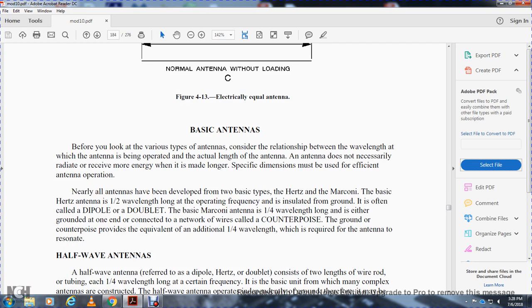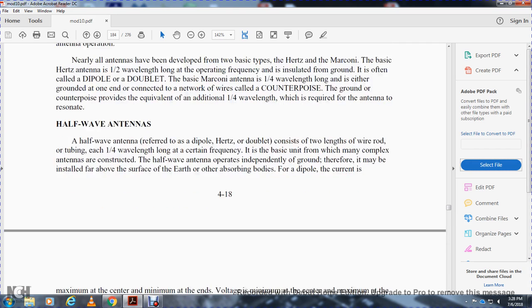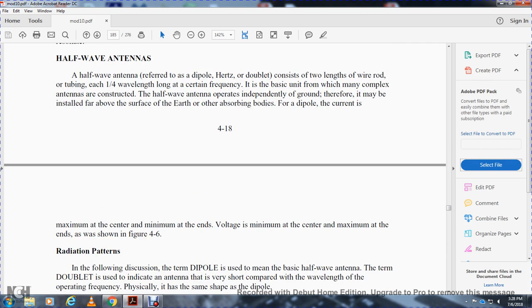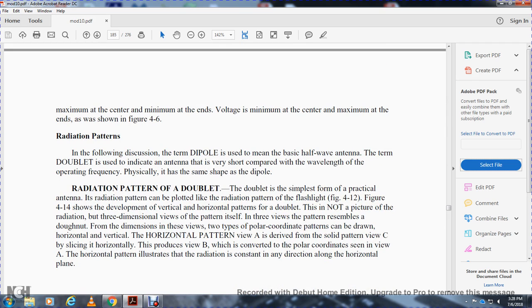Half-wave antennas. The half-wave antenna, referred to as the dipole or doublet, consists of two lengths of wire or tubing, each a quarter wavelength at a certain frequency. It is the basic unit of many complex antenna arrays. The half-wave antenna operates independently of the ground. Therefore, it may be installed far above the surface of the earth. The current is maximum at the center and minimum at the ends, while the voltage is minimum at the center and maximum at the ends, as shown in Figure 4-6.